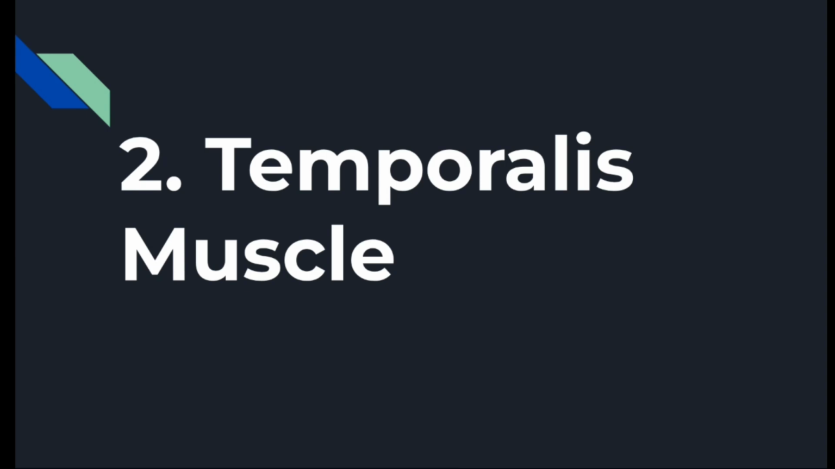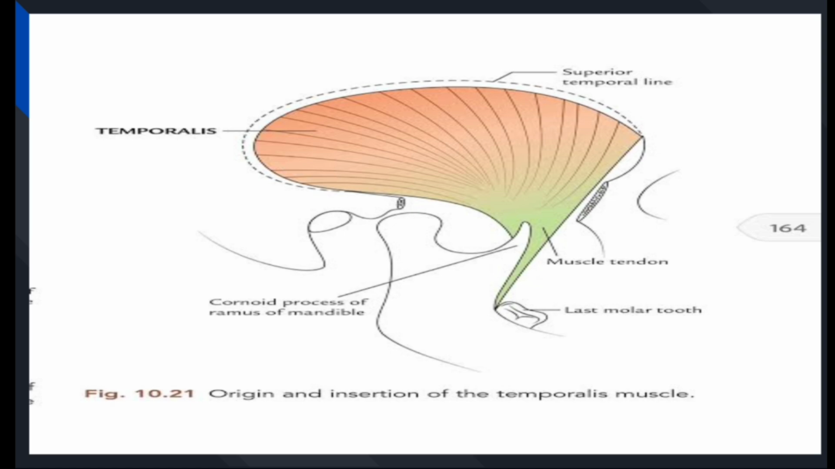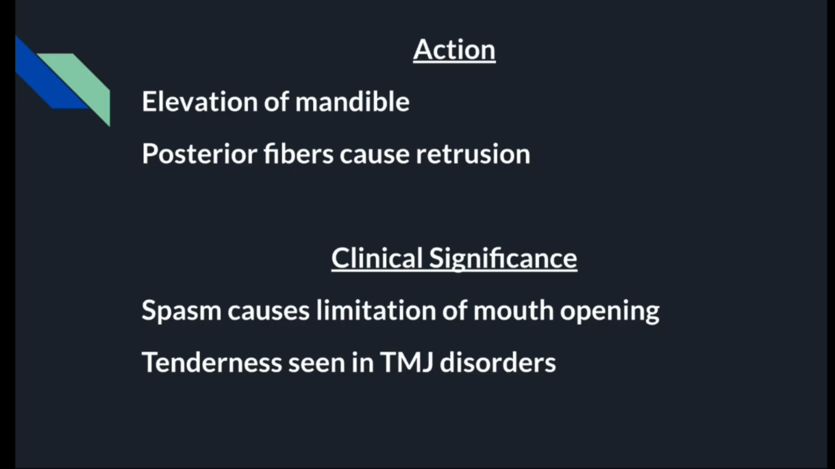Next muscle is the temporalis muscle. Origin is the temporal fossa and temporal fascia. Insertion is the coronoid process and anterior border of the ramus of the mandible. Nerve supply is the deep temporal nerve. Here is the diagram, see the temporal muscle. The action is also elevation of the mandible. Clinically, tenderness is seen in TMJ disorders, and spasm causes limitation of mouth opening during TMJ disorder.